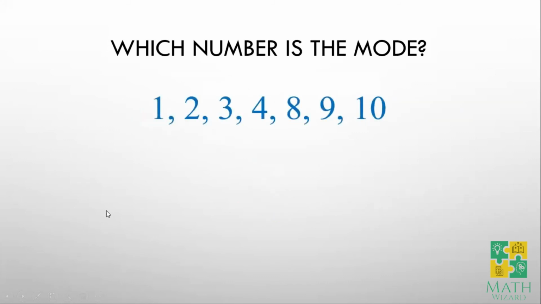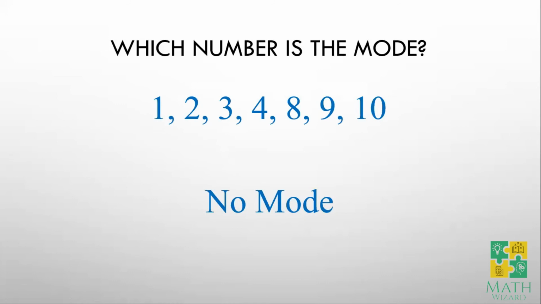What if the given set of numbers is given this way: 1, 2, 3, 4, 8, and 9. What do you think is the mode for this set of numbers? When all the numbers in a set appear the same number of times, meaning none appears more often than the others, the set of numbers has no mode.